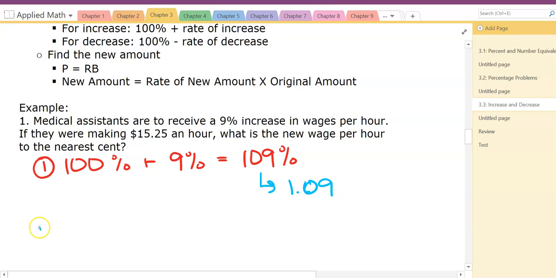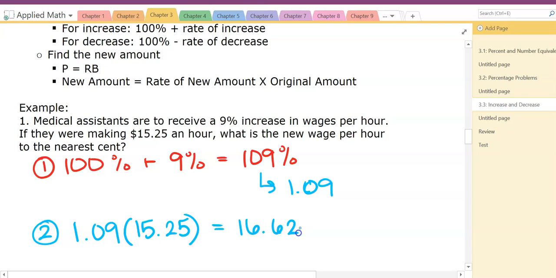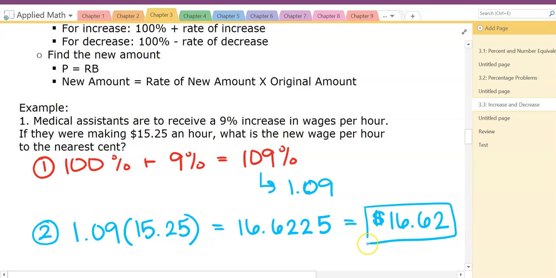So then, for step 2, we're going to take 1.09 times our 15.25. And you get 16.6225. But since we're talking about money here, you got to round it so that it's dollars and cents. So it'd be $16.62 is how much they're going to be making now.